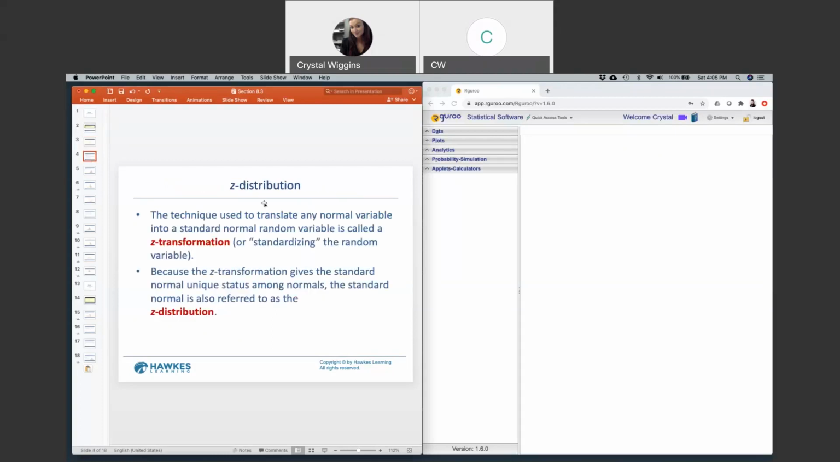The technique used to translate any normal variable x into a standard normal variable z is called a z transformation, or standardizing the random variable. So we know that when we are working in data sets that the data values have units: inches, pounds, miles. And when we want to compare how far I ran or the time it took me to get from home to the store, which one was more unusual, we can't compare those directly when you have time in, let's say, minutes and distance in miles.